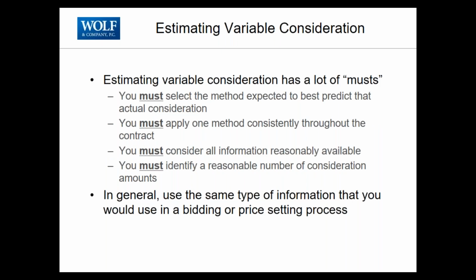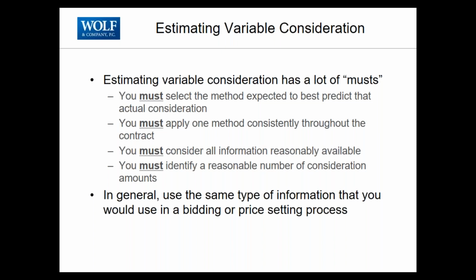A couple of other things before we move on. Cecilia highlighted that this is a principles-based standard, but for a principles-based standard, there are certainly a lot of things that you must do when you're estimating variable consideration. The first one we've touched on, which is you must select the method that you expect to best predict the amount of consideration to which you'll be entitled. You also must select and apply one method consistently throughout the contract. You must consider all information reasonably available. You must identify a reasonable number of consideration amounts.